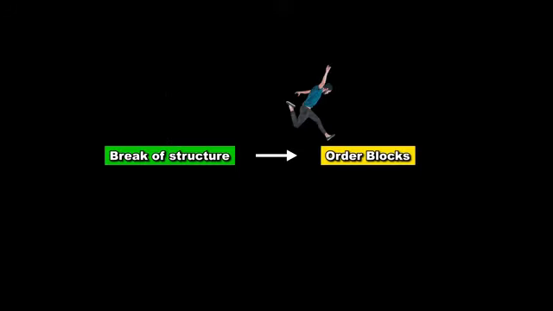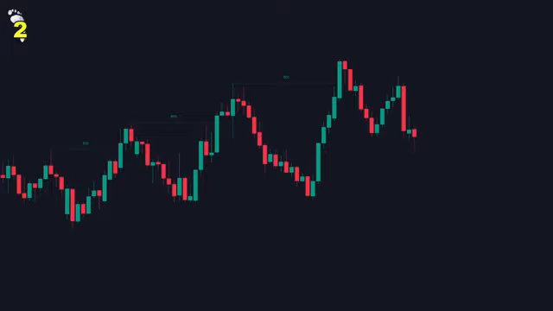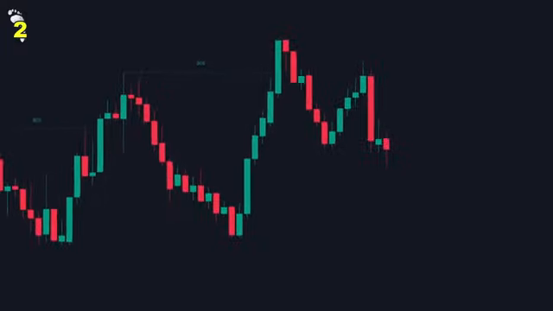identifying an order block. Since this is an uptrend, we'll be looking for a bullish order block. To do that, we take the most recent break of structure. Then look at the starting point right before the sharp move up that led to that break of structure. In this case, it's right here. So we mark our bullish order block.